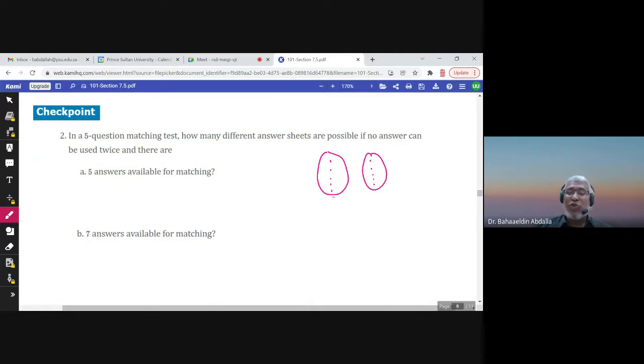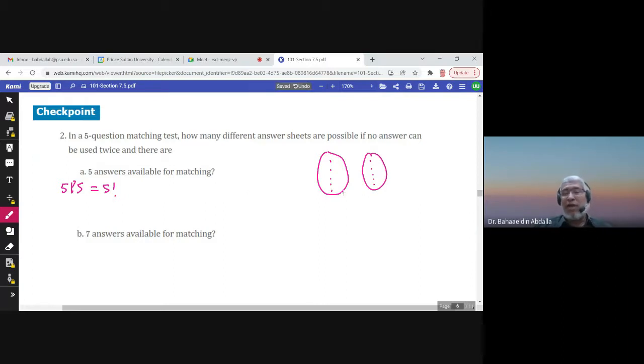We have 5 questions, so we will select 5 of them with arrangement, with order to match. Okay, so really we are selecting 5 out of 5. So it's 5p5 or 5 factorial.